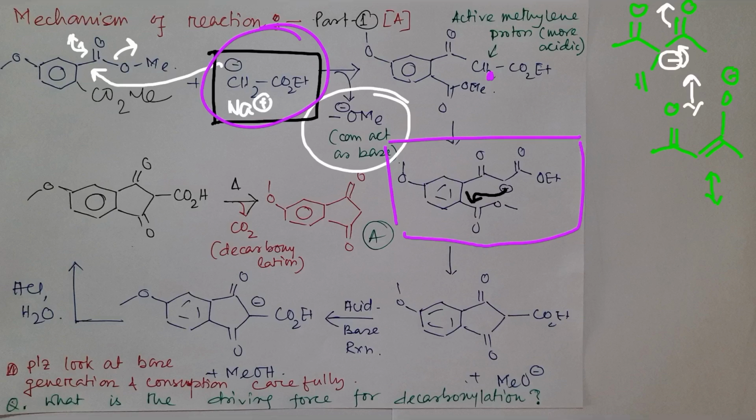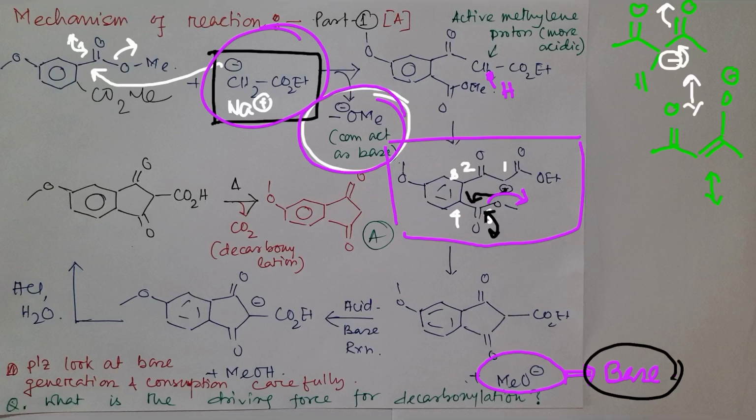So how many ring members are possible? 1, 2, 3, 4, 5. And we know that 5-member ring formation is kinetically favored. Okay, and 5-member rings are almost planar in nature. So it will attack, it will open up, it will come back, and ultimately the OMe will leave. So ring closure and parallelly OMe is produced. So you can see, look at the base generation. Fine. So previously one molecule of base was generated here, which consumed the proton from this active methylene compound to produce this carbanion, and this again regenerated the base.